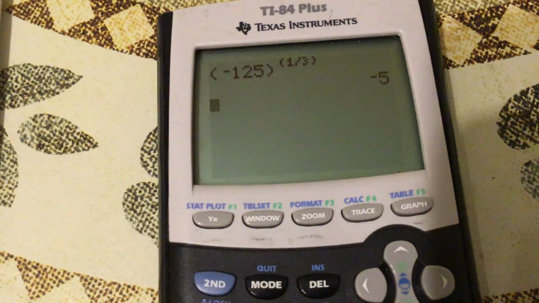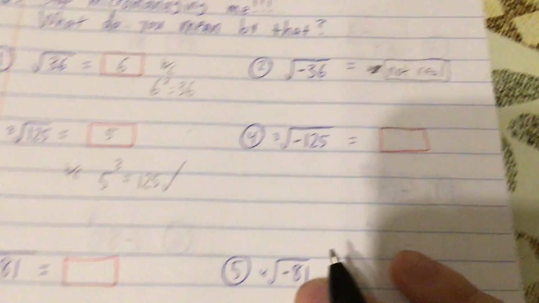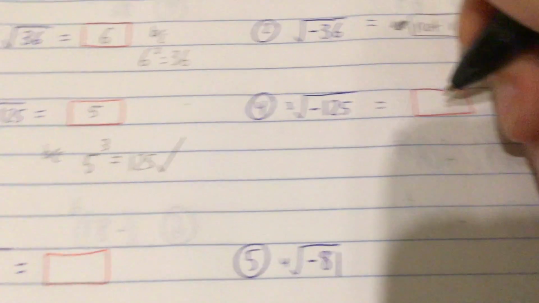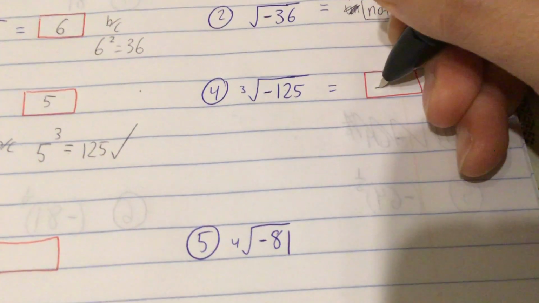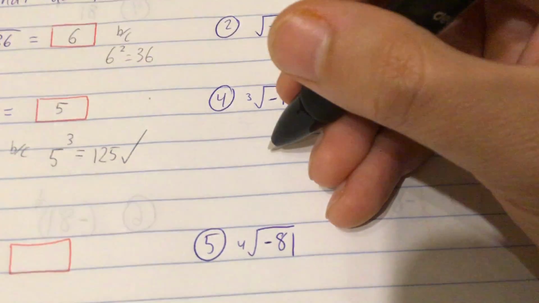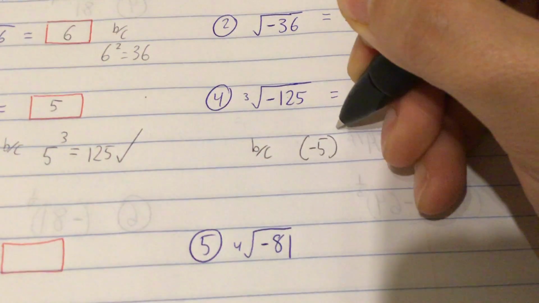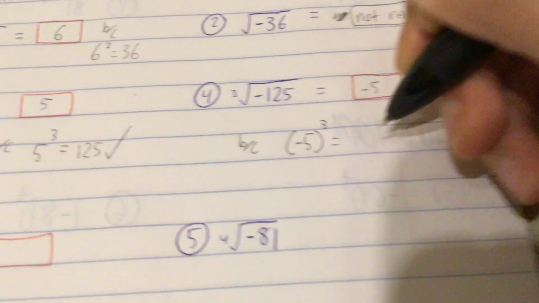So the difference between a square root and a cube root, I get an answer. Okay, we'll figure that out later. But in this case, the cube root of negative 125 is negative 5. Oh, I see. Because if I took negative 5 and cubed it, right?